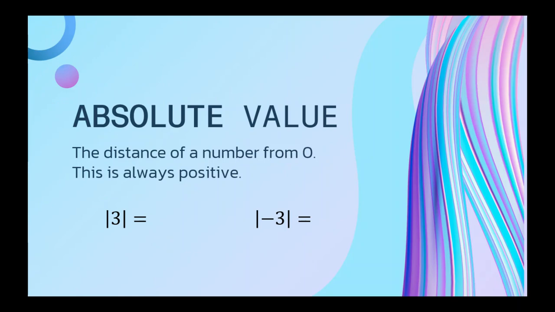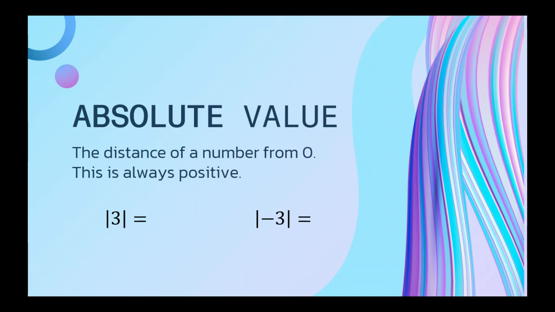So absolute value is the distance of a number from zero. So if you were standing at 0 and you wanted to move to the number 3, you would walk 3 steps. Or if you wanted to walk to the number -3, you would also walk 3 steps. It would just be in a different direction. So absolute value is basically the number of steps or hops or however you want to think about it on the number line that it takes you to get to your number. It doesn't matter which direction you're going.